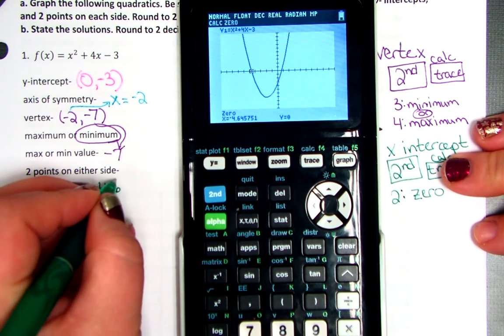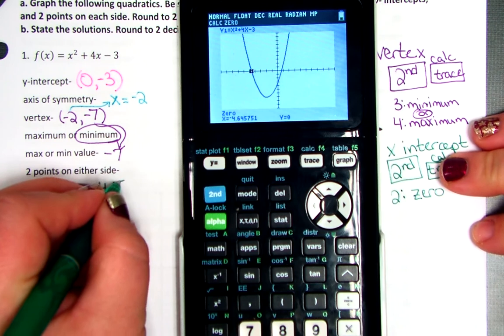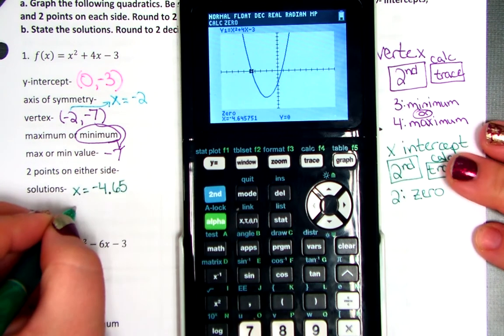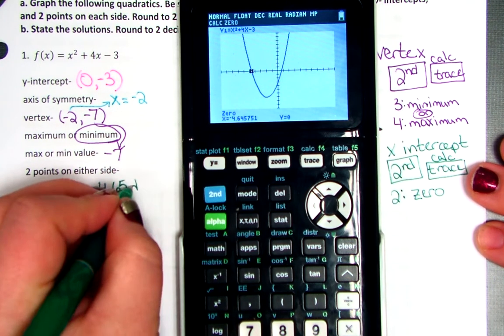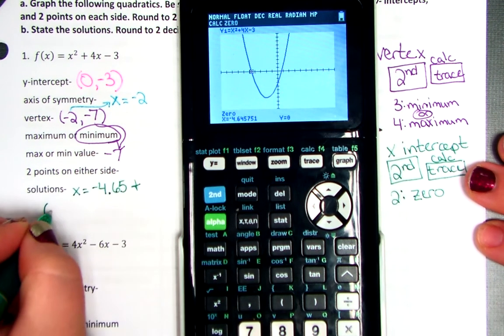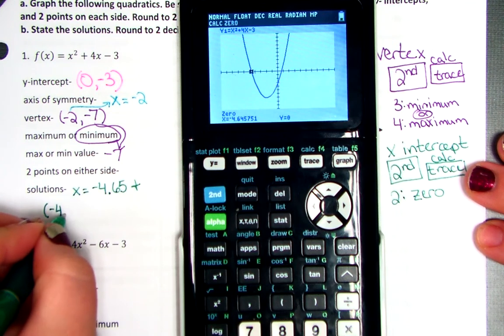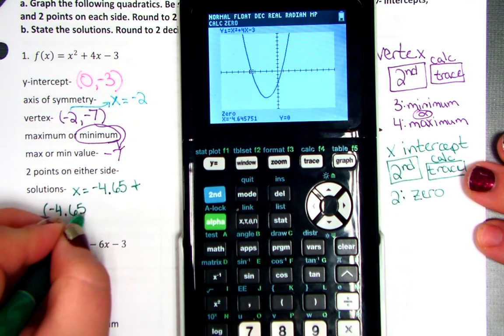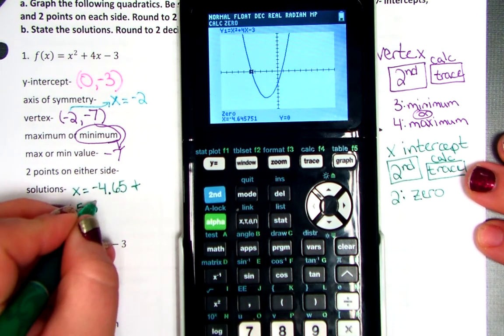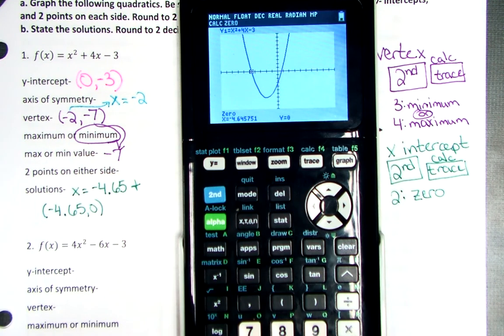And we'll round to the nearest hundredth. So that's 2 decimal places. And of course, we want to write them as points for the graph, but it's really the same number. When we refer to them as x-intercepts, we'll write them as points. When you refer to them as just solutions, you can write just x equals.